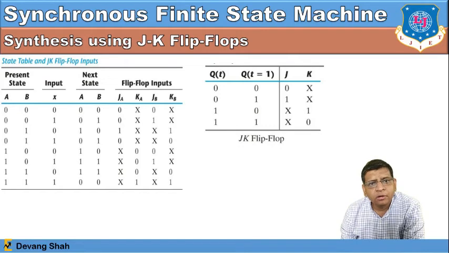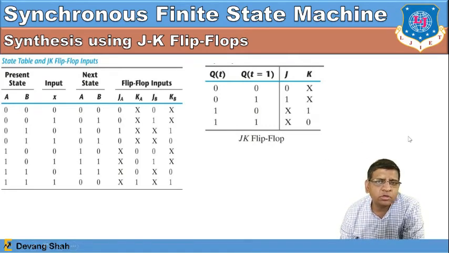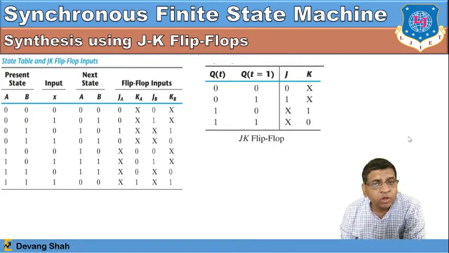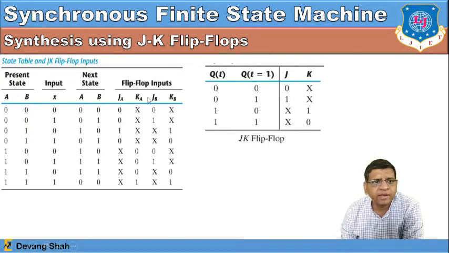I can design counters, right? I can design counters or any synchronous sequential machines or circuit design. So this is the JK flip-flop excitation table. Based on that, I can define this particular state table where A and B is 0 0, X is 0 0, next state is 0 0. So this is Q(t), this is Q(t+1) for A, this is Q(t) for B, this is Q(t+1) for B, right?